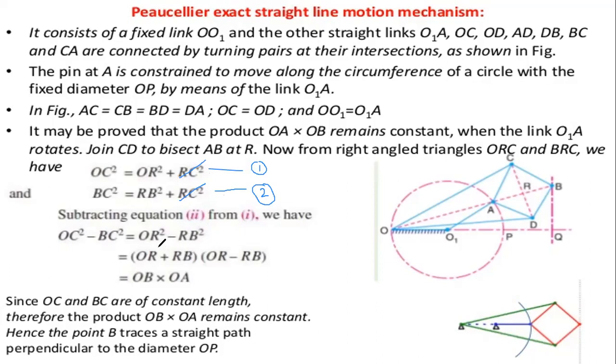So when we take the a square minus b square formula, it is OR plus RB into OR minus RB. Then OR plus RB is the length of OB. So OR plus RB is the total length OB. And OR minus RB. So RB is equal to RA, therefore subtracting the RB length from OR gives us OA. So that is the final result.